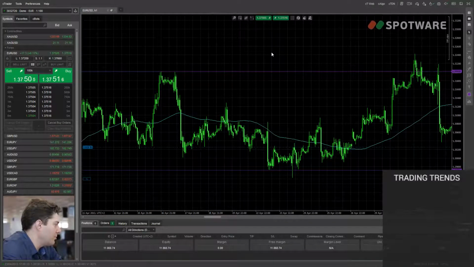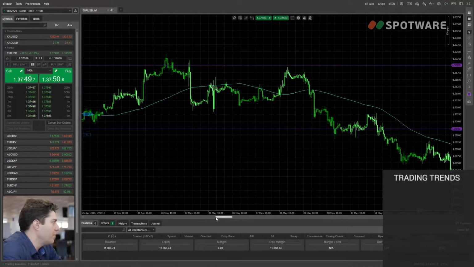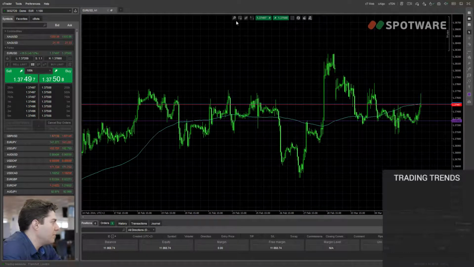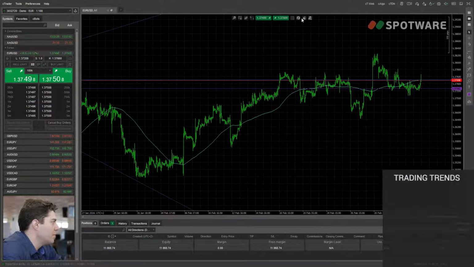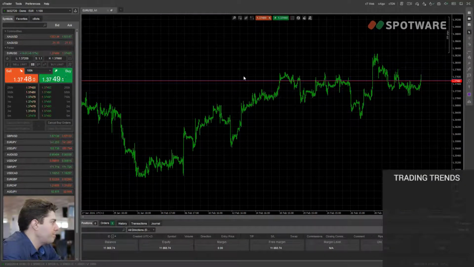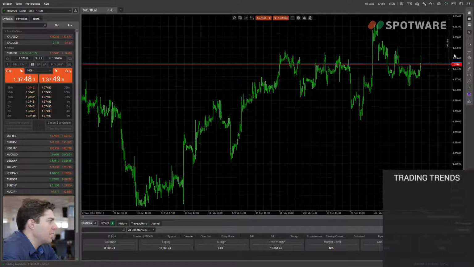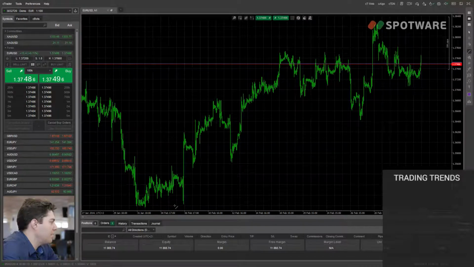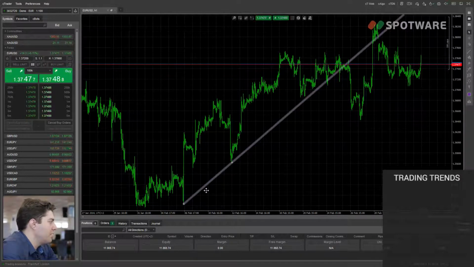So we're going to go back to cTrader. We're going to go back to the place where we found the trend in the beginning. Let's remove all objects and let's draw the trend line again. So trend trading has a specific way that traders use. One of two more popular ways to trade trends.